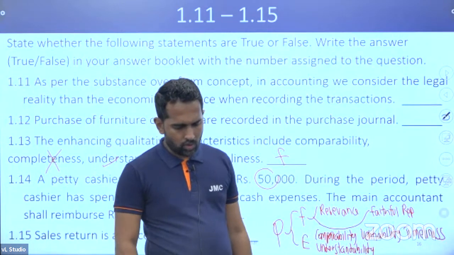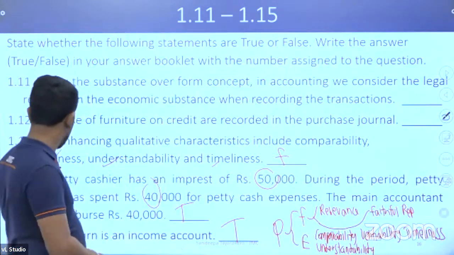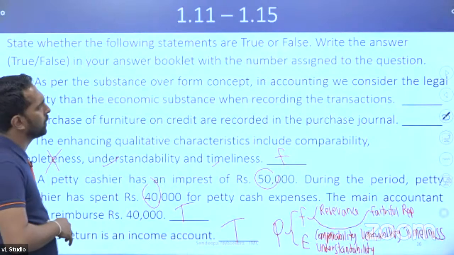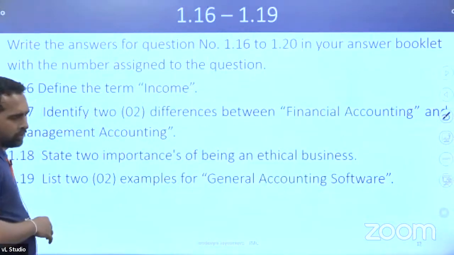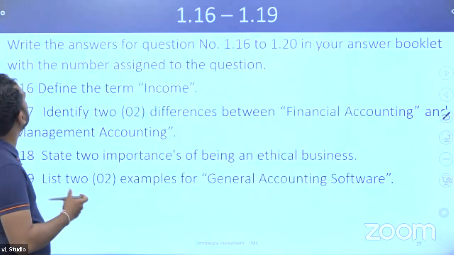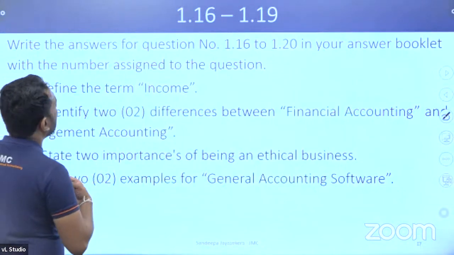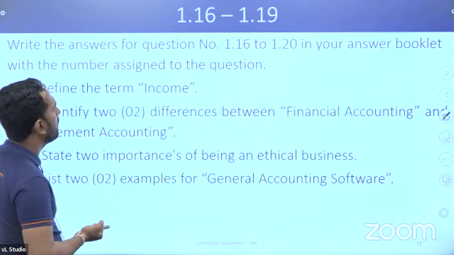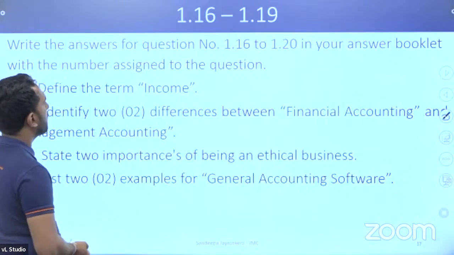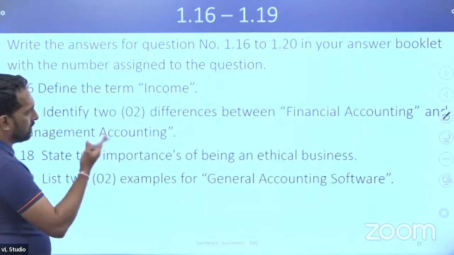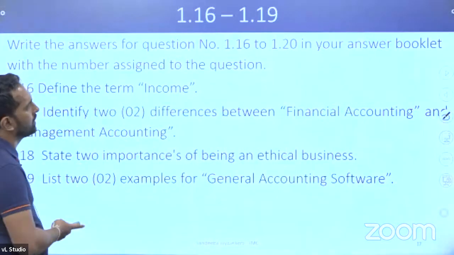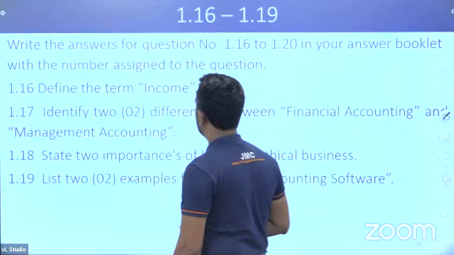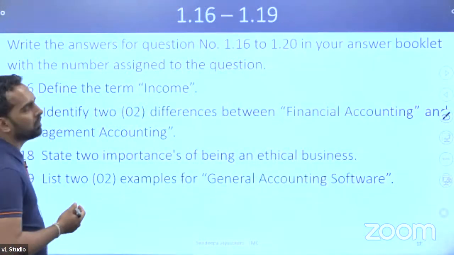Okay, we have completed the 5 true or false questions as well. Got it? Then write the answers from question number 1.16 to 1.20 in your answer booklet with the numbers assigned to the question. We can use this slide to put up the answers. First one. Define the term income.